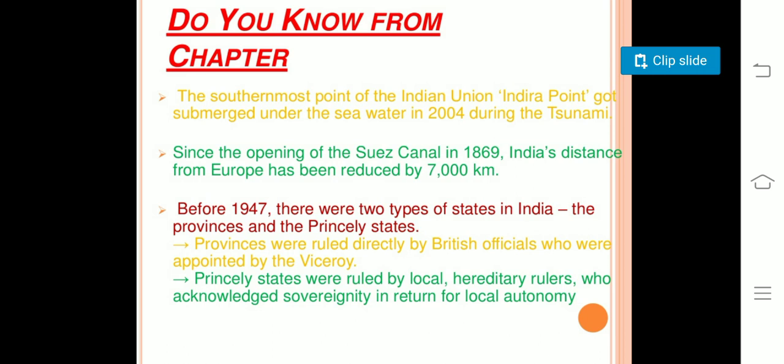Before 1947, there were 2 types of states in India, the provinces and the princely states. The provinces were directly ruled by British officials, and these officials were appointed by the Viceroy. But princely states were ruled by local hereditary rulers who acknowledged sovereignty in return for local autonomy. Means they were allowed to rule their state, but they had to submit to the will of the British king and the British queen.